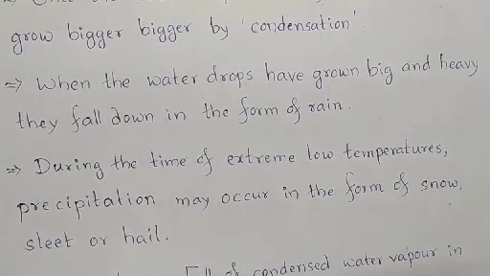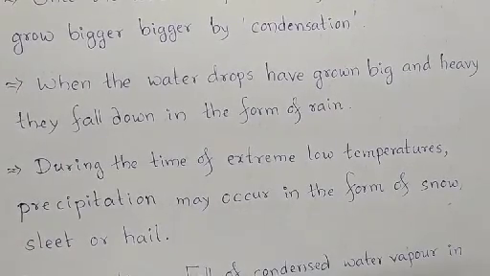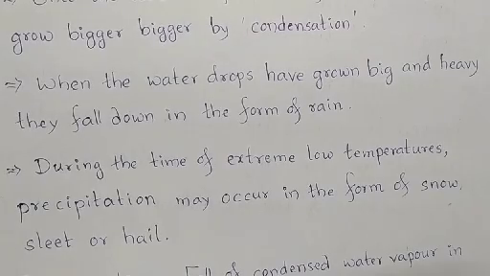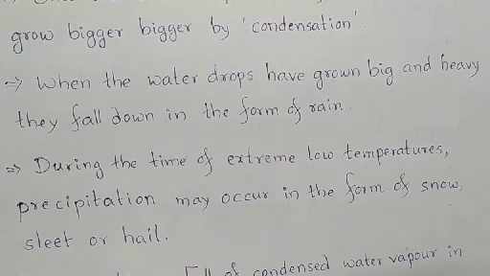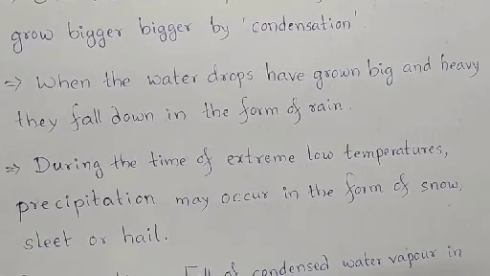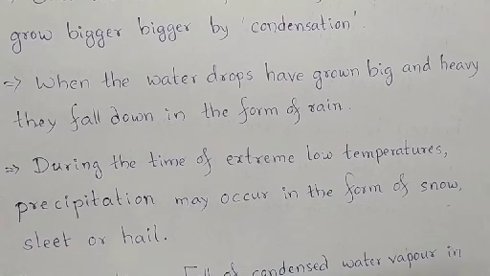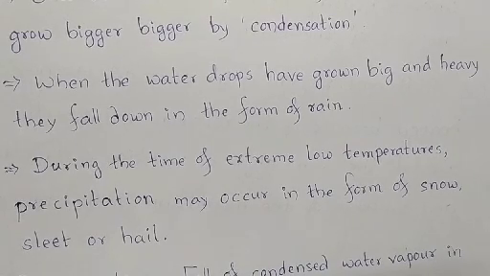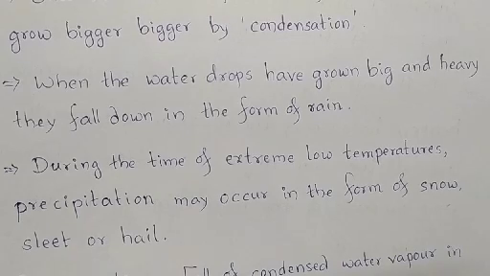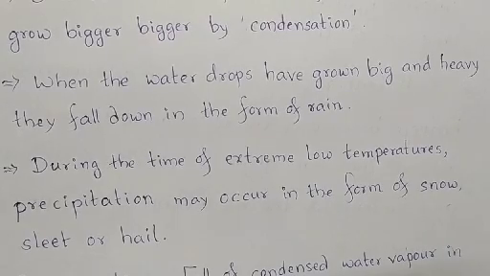When the water drops have grown big and heavy, they cannot stay in the air, so they fall down. Falling down of bigger water droplets from the air onto the ground is known as precipitation. This precipitation normally occurs in the form of rain if the temperature is in the normal range. During extreme low temperatures, precipitation may occur in the form of snow, sleet or hail.